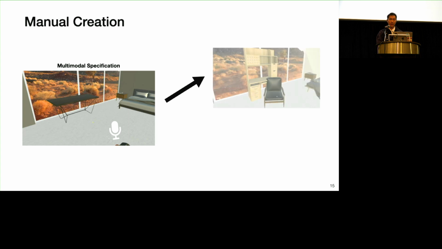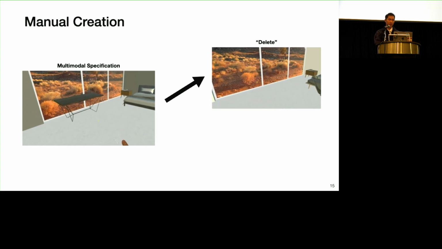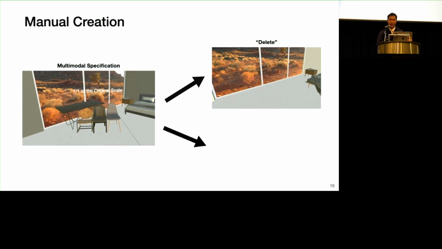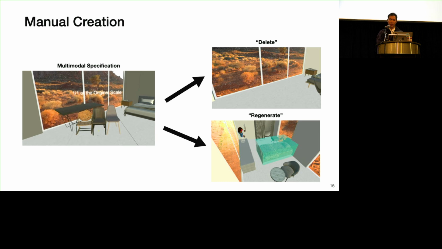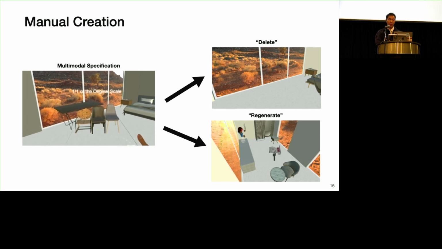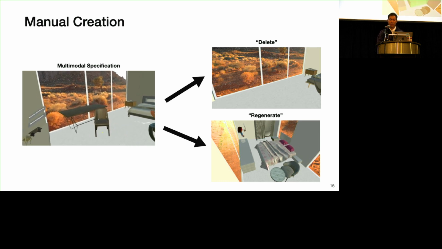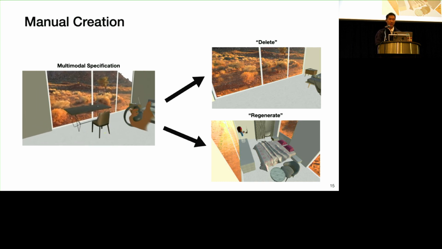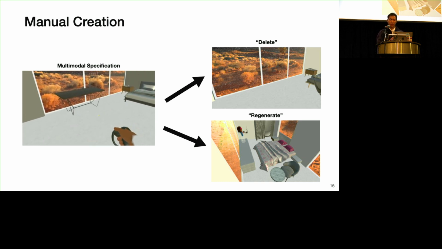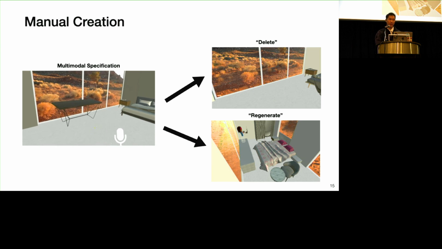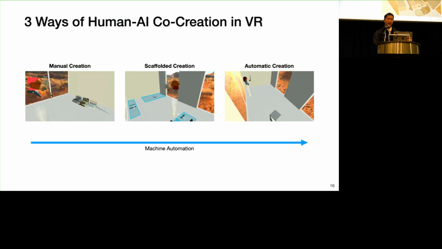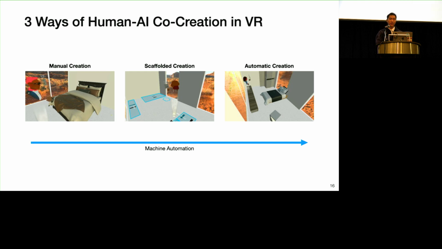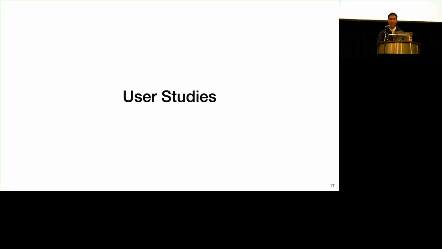With the multi-model specification, users can gain more control, such as deleting multiple objects or regenerating one of the objects that you don't like, for example, the bed. And the full list of commands can be found in our paper. We have beyond these commands shown in the slides. You can imagine really building out the entire scene using manual creation as well. Now, that's the 3 ways of human AI co-creation in the spectrum of machine automation in VRCopilot.